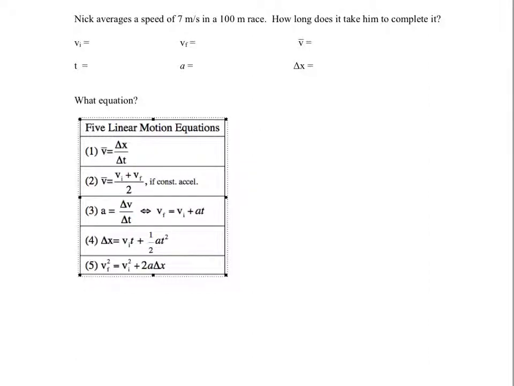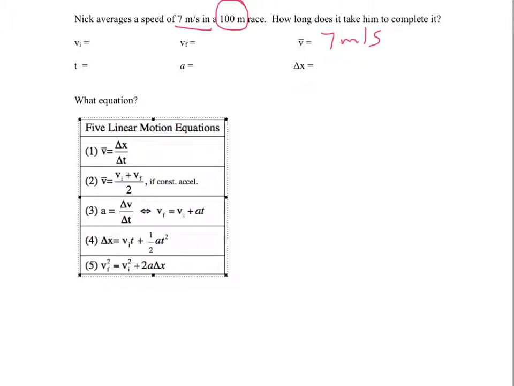Alright, so we have here another word problem, and this time we're actually going to go through and solve it. So again, we start by trying to analyze the question and what variables we know. Right off the bat it says he averages a speed of 7 meters per second. So we should write down V bar is 7 meters per second. That means the average velocity in a 100-meter race.